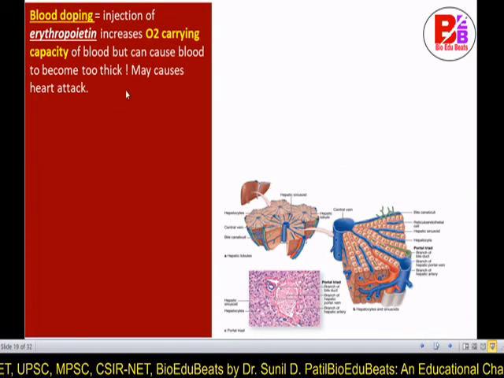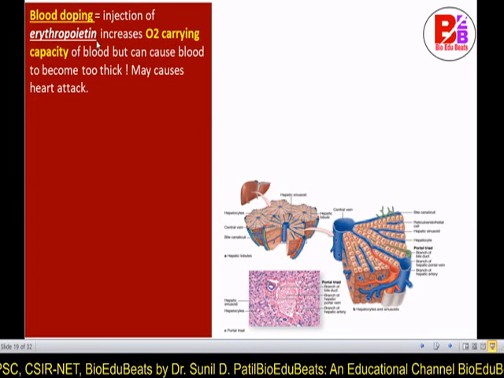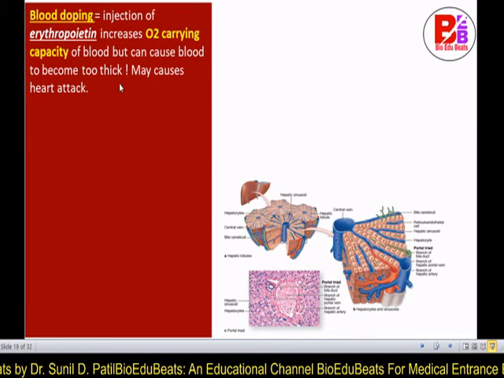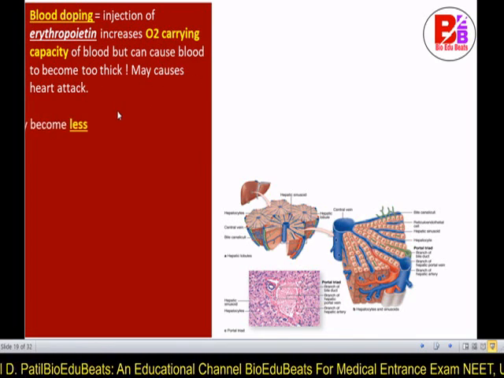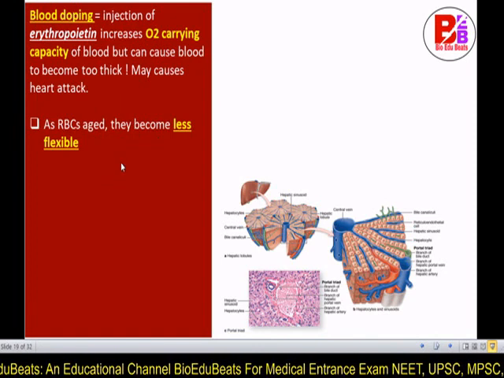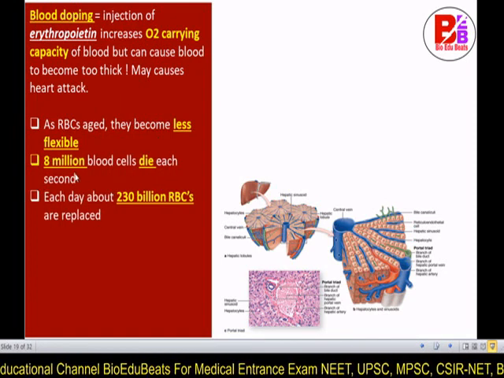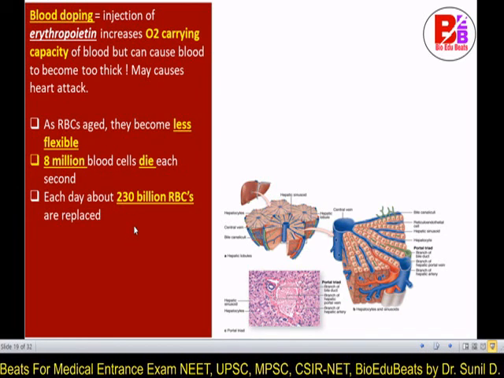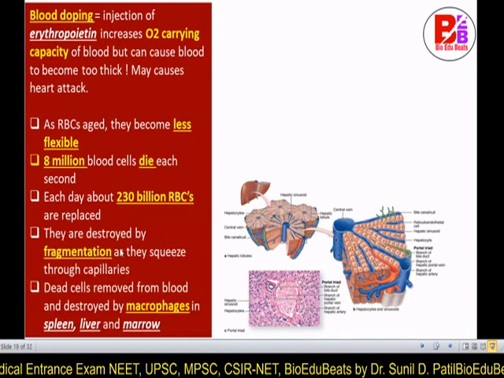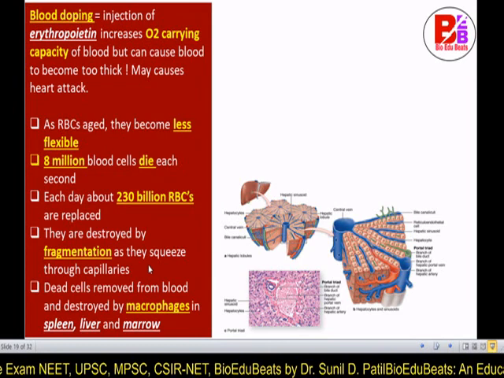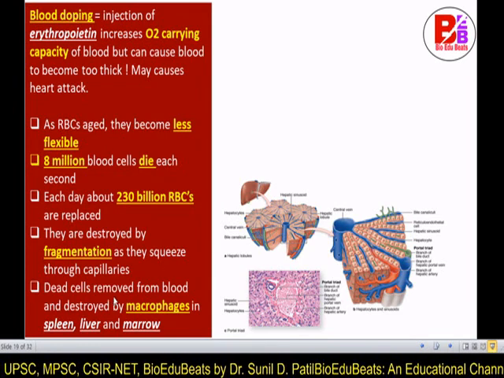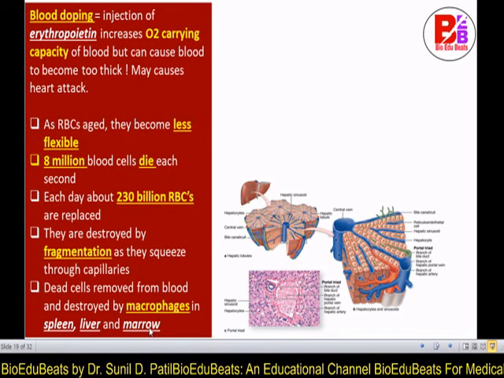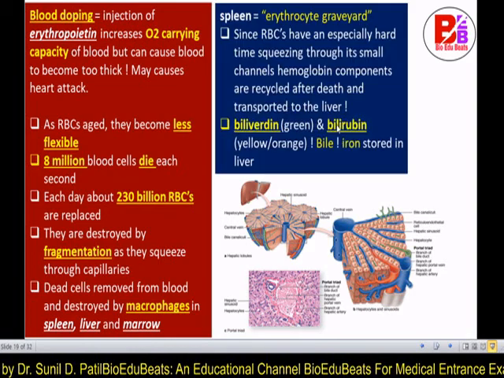In blood doping, injection of erythropoietin, a hormone, increases the oxygen carrying capacity of blood, but can cause the blood to become too thick, which may cause a heart attack. As RBCs age, they become less flexible. Eight billion blood cells die each second. Each day about 230 billion RBCs are replaced. They are destroyed by fragmentation as they squeeze through the capillaries. Dead cells are removed from blood and destroyed by macrophages in the spleen, liver and marrow, mostly in the spleen. So the spleen is called the graveyard of the RBCs.